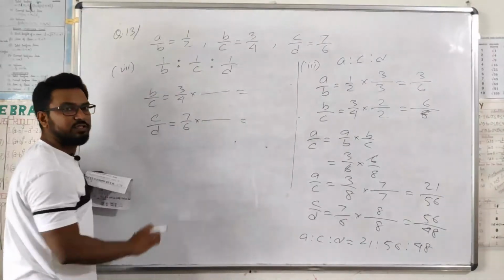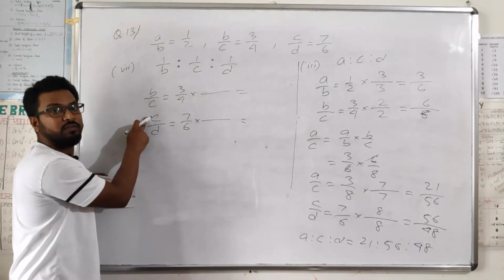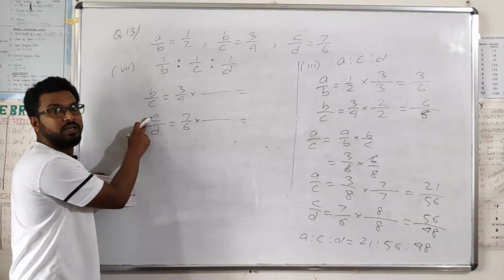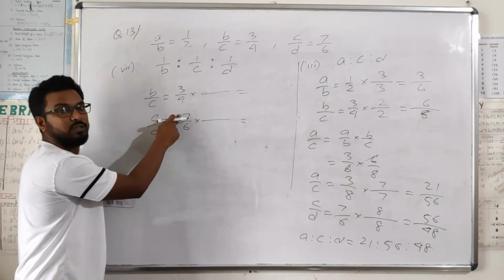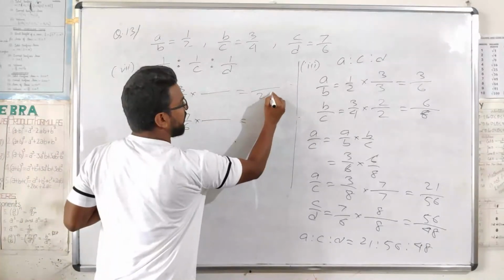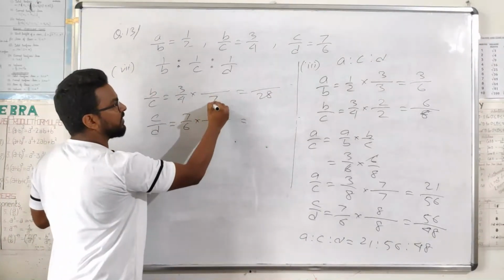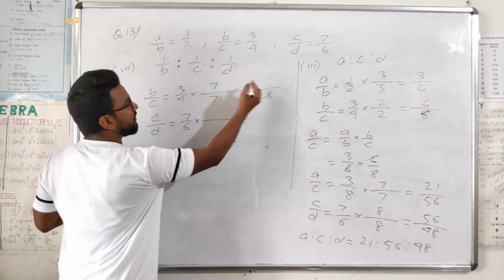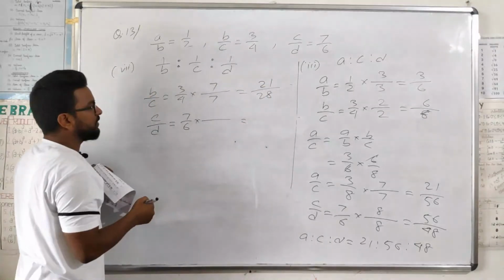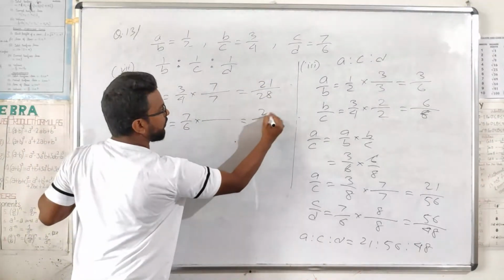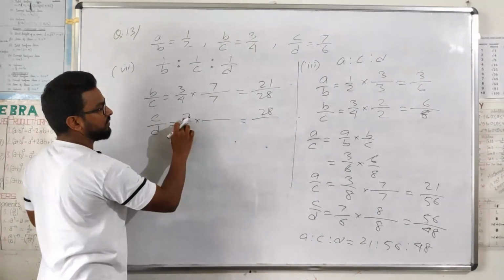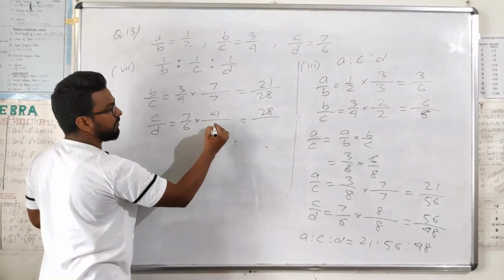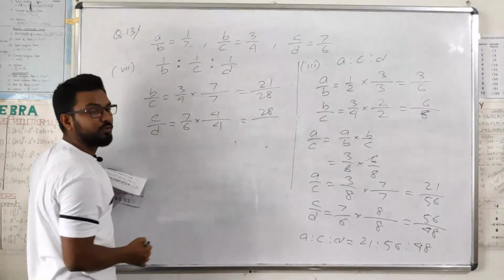Now what is common in these two? C is common, right? So you have to get the same value for C, right? So the LCM of these two is 28. So you write down 28 here. So with what number you have to multiply? 7. So here also 7. 7 3s are 21. Similarly, this will be 28, right? Because the LCM of C is 28. So 7 how many times? 4 times. So if you put 4 here, here also you have to put 4.